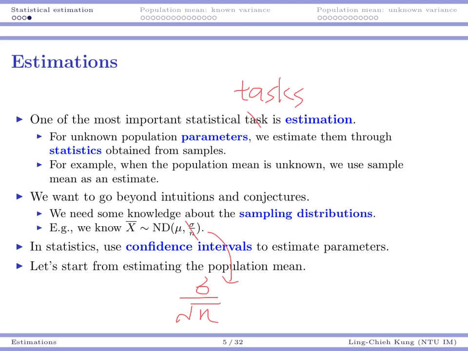No, that's today's topic. In statistics, we will create confidence intervals to estimate parameters. We will claim that the population mean is within an interval, for example within 950 to 970 or some other interval. And then we will verify how accurate our estimation is. So today we will talk about the population mean.